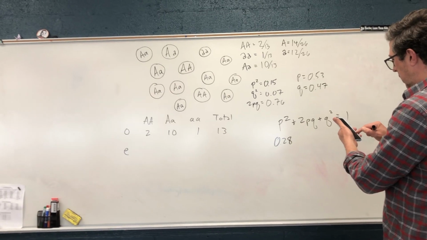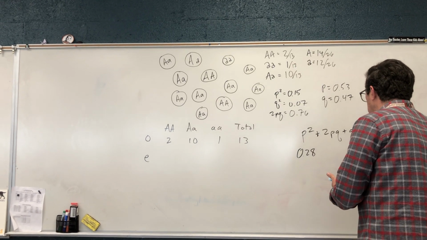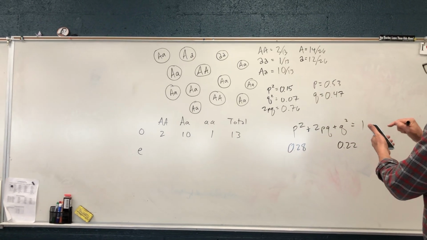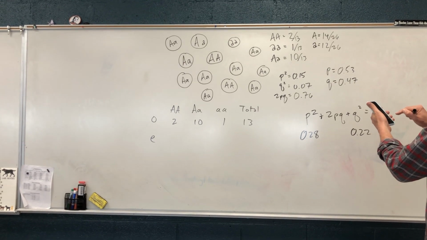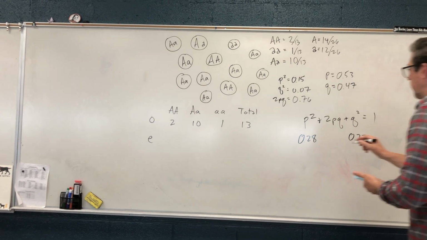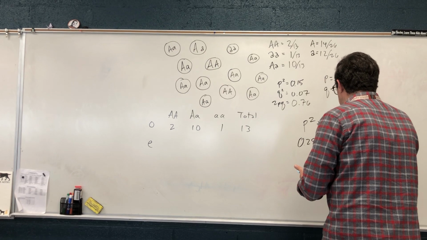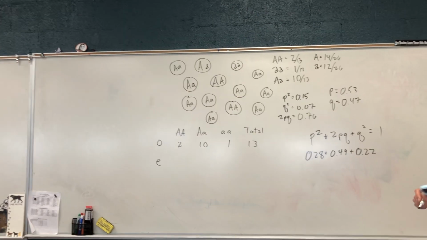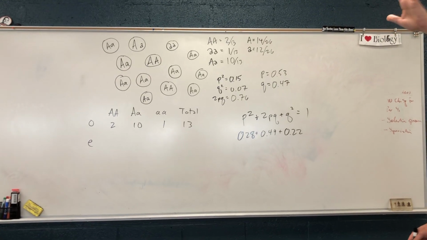0.47 times 0.47, that is 0.22. 2PQ: 0.53 times 0.47 times 2 equals 0.49. Notice 2PQ is very often... 0.49, I should say. All right. Oops, I still need my calculator.